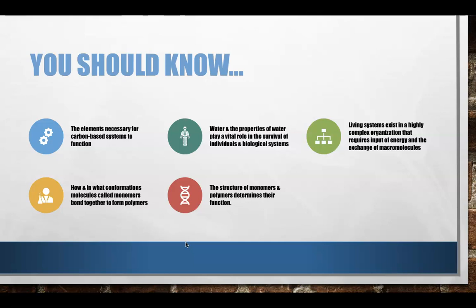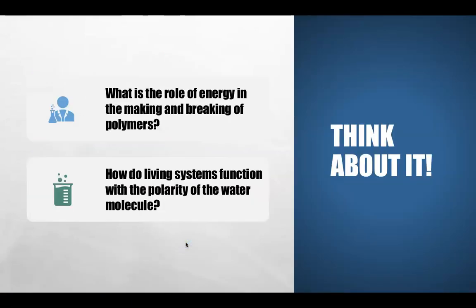And also, we'll talk about how living systems exist in highly complex organization that requires an input of energy and the exchange of those major organic compounds, so the carbs, lipids, proteins, and nucleic acids. So, first things first, what is the role of energy in the making and breaking of polymers, and how do living systems function with the polarity of the water molecule?